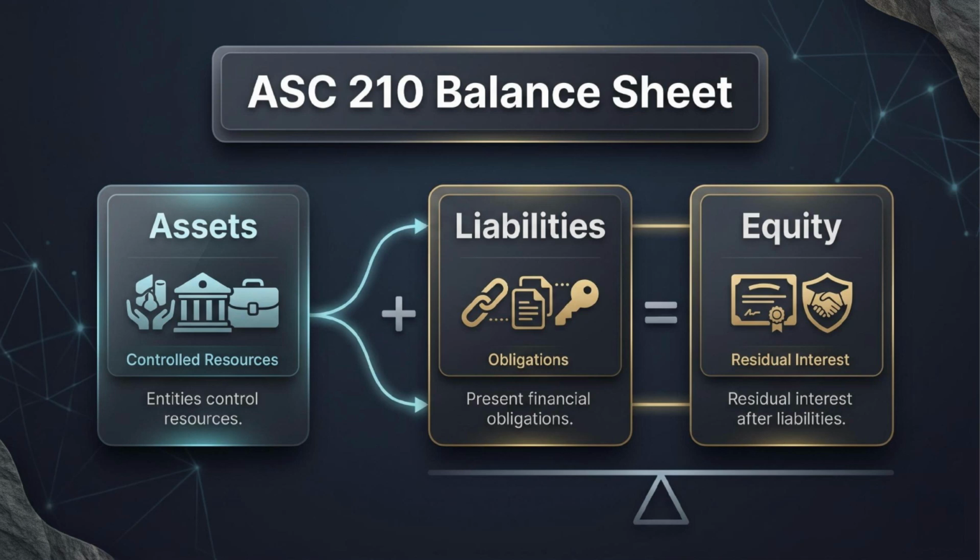Let us start with one simple but powerful idea. The balance sheet is not just a table of numbers. It is the financial position map of an entity. The balance sheet shows three important things: the resources the entity controls, the obligations the entity must settle, and the residual interest that belongs to owners.